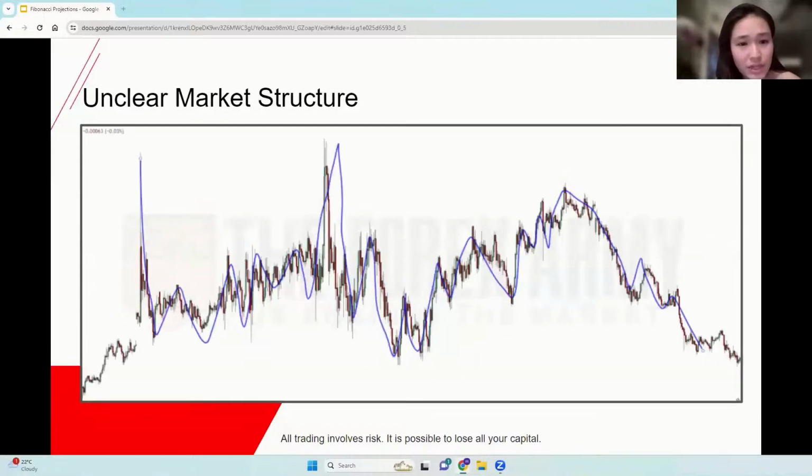Here's an example of an unclear market structure. Once again, it is choppy with a significant drop here, significant highs here, but you can see there isn't really a clear market structure.